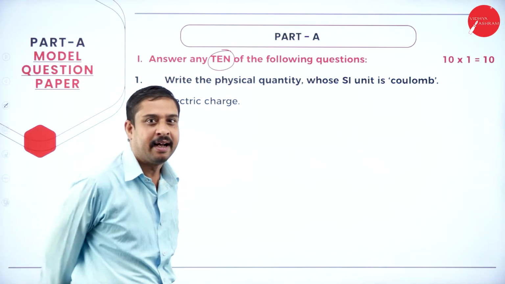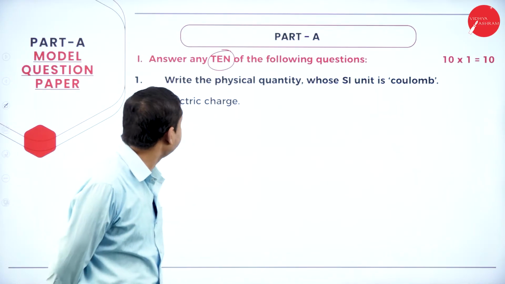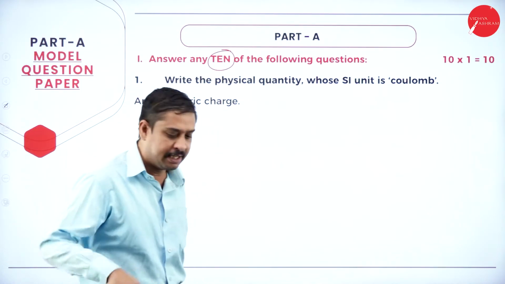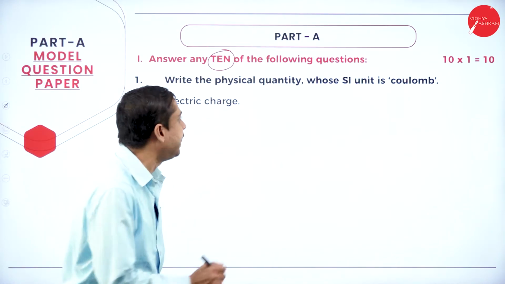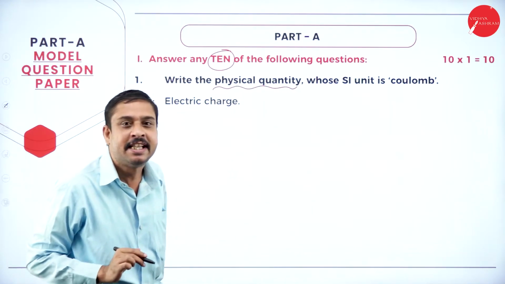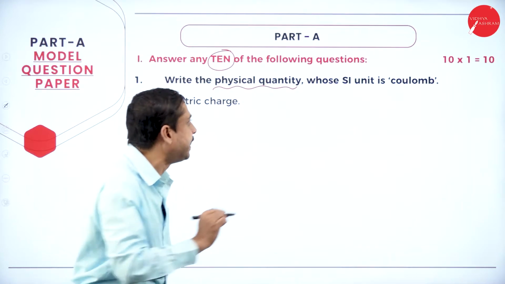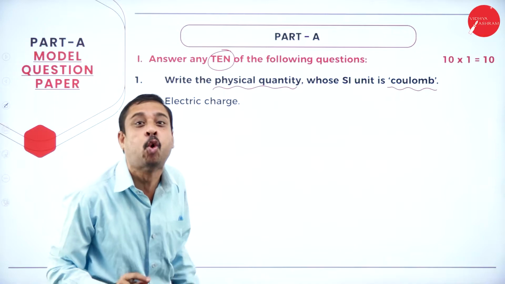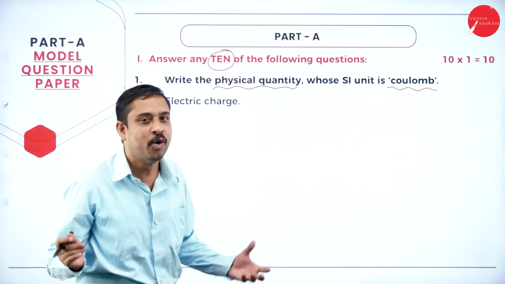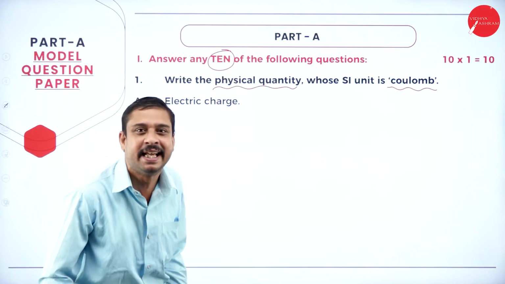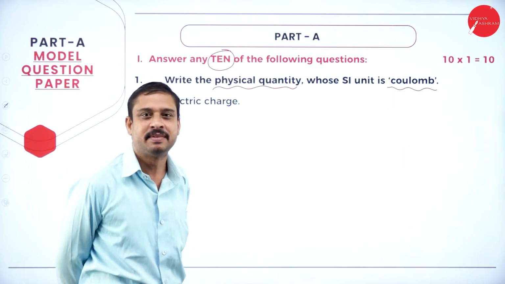So let us start getting the answers here. The first one, write the physical quantity. He is asking us to write the physical quantity whose SI unit is coulomb. And I know all my kids will answer this question with closed eyes.